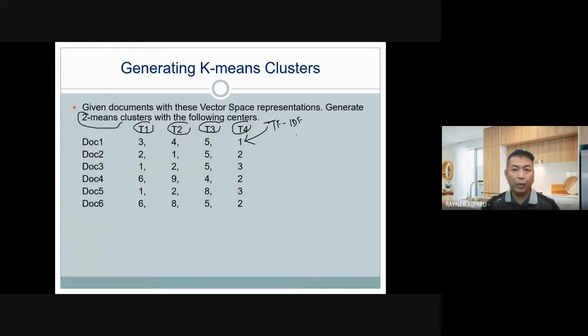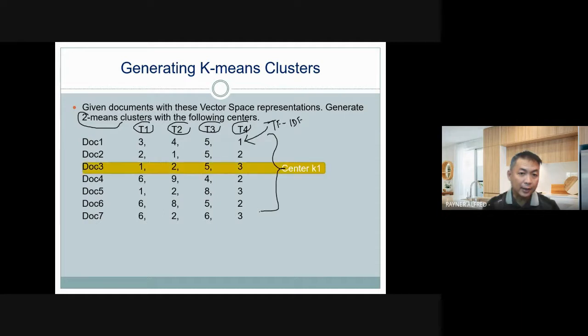Which means that we will pick randomly two documents here to become the centers of your clusters. Okay, so we pick this. Actually, we have more than 6. Okay, so let's suppose we pick center K1 and center K2 randomly. It happened to be document 3 and document 6. So we assume that we have two centroids here. For the remaining documents, we will assign them to the nearest centroid.